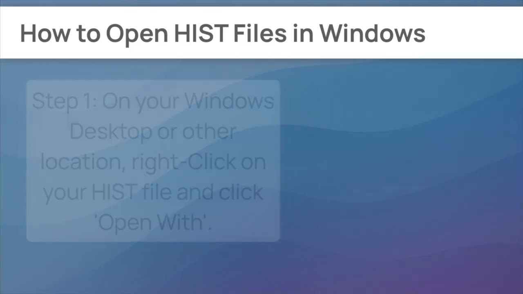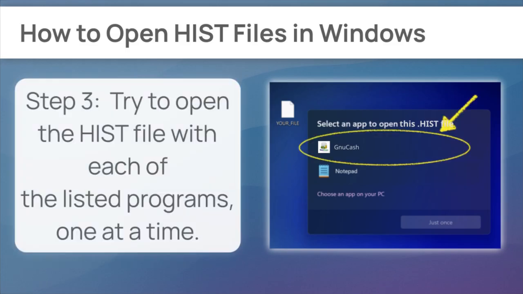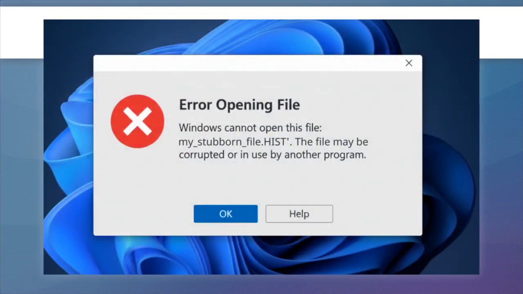Right-click your HIST file and select Open with. Test GnuCash if it appears. If it fails, select the next application. Testing eliminates application guesswork. If the HIST file won't open, don't panic. You're dealing with a stubborn file.